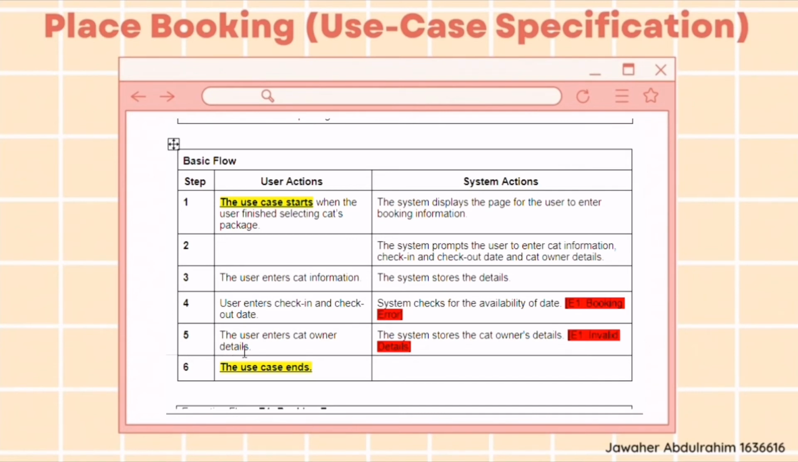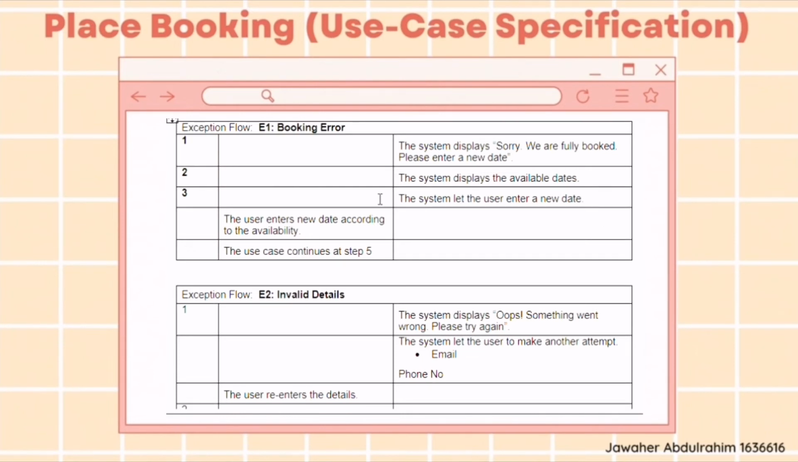The user will enter cat owner details. The system stores the cat owner details and checks if there is any exception or not. If there is none, the use case ends here. Let's check the exception flow. For the booking error, the system displays, "Sorry, we are fully booked.